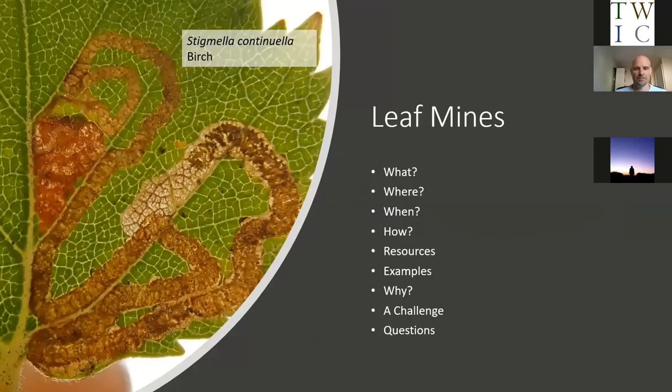So the format will look a little bit like this. We'll start off with discussing what they actually are, and then where we can find them, when they occur, and then the all-important question of how we go about recognising them and potentially identifying them to species level, what resources you can use to assist you in doing that.